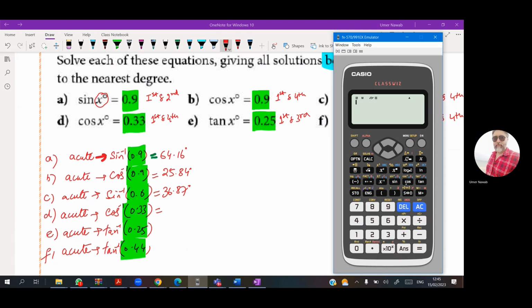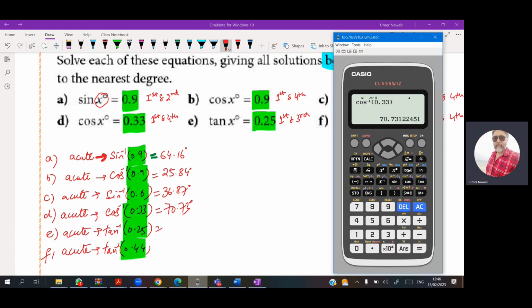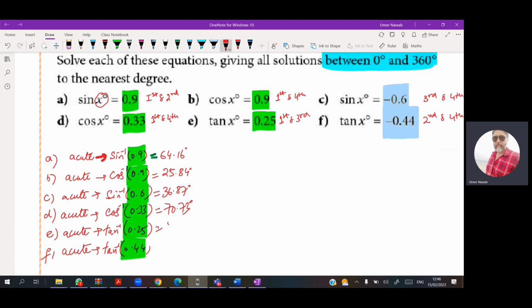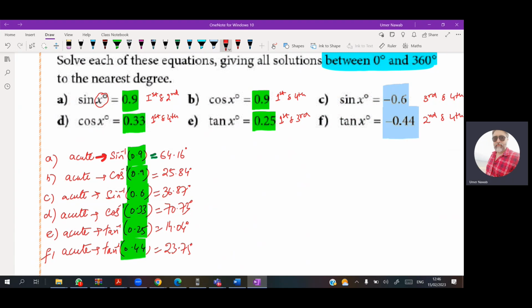Shift cosine, or inverse cosine, 0.33 gives me 70.73, to two decimal places. Inverse tan 0.25 gives me 14.04. And the last one, inverse tan 0.44 gives me 23.75. So you saw that I got my acute angles.